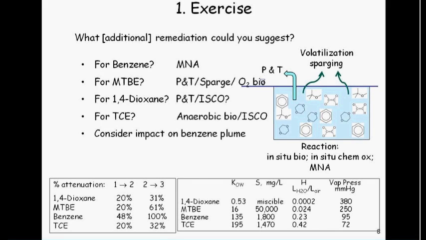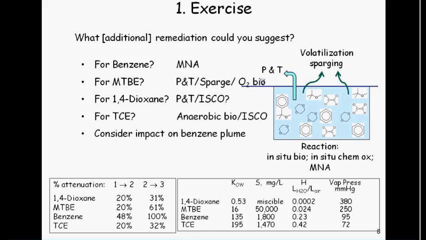So if we do something like anaerobic bio, that's probably going to stop benzene degradation. So we have conflicting technologies here. So, what technology do you think we should apply? Or what series of technologies, if you want to get more expensive and more complex?